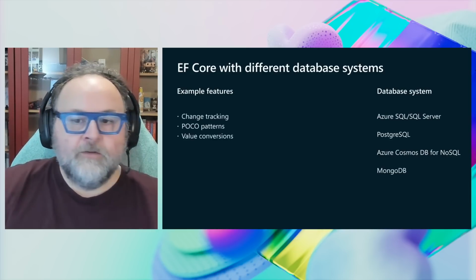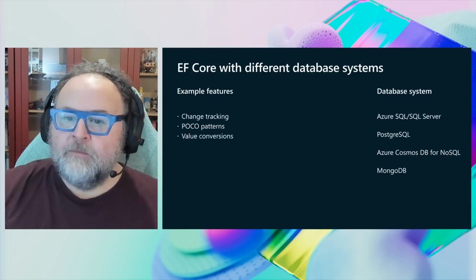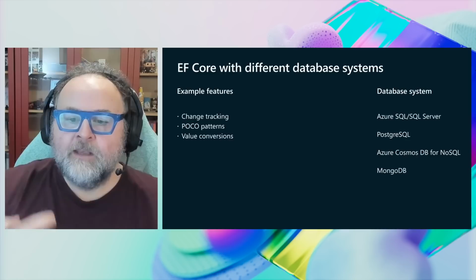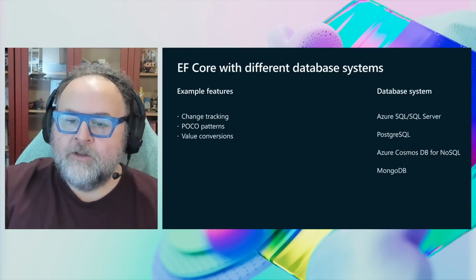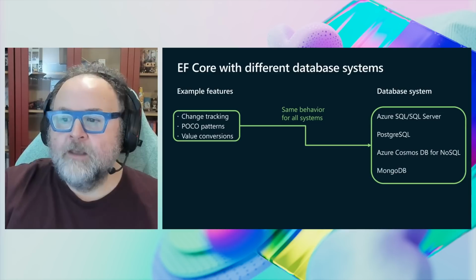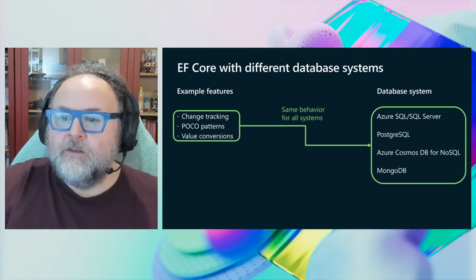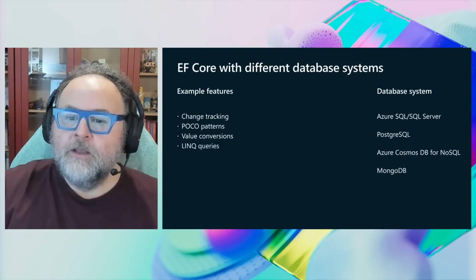Okay, so the first set of changes that I mentioned at the beginning are things that are basically going to be the same regardless of the database system you're using. These are behaviors that EF has layered on top of the database, and so all of these things behave the same across all database systems. And so that's really easy and a great reason for using EF Core.